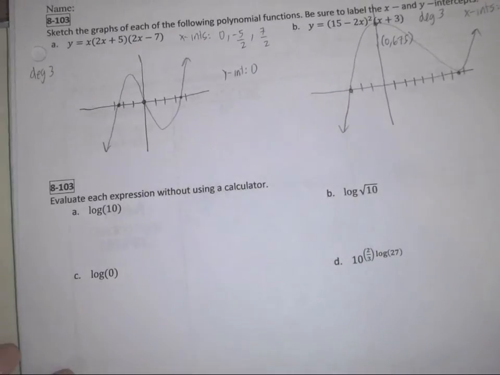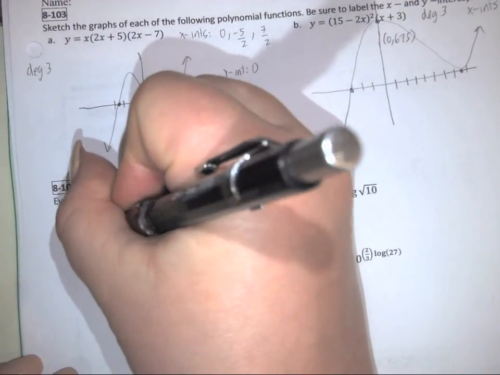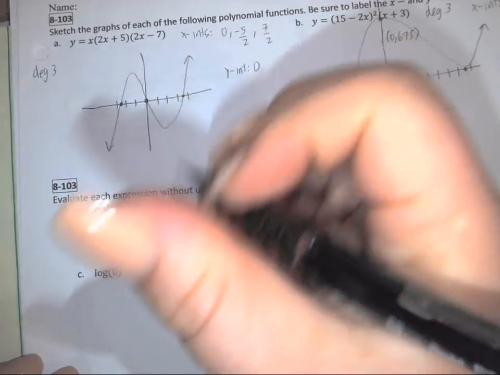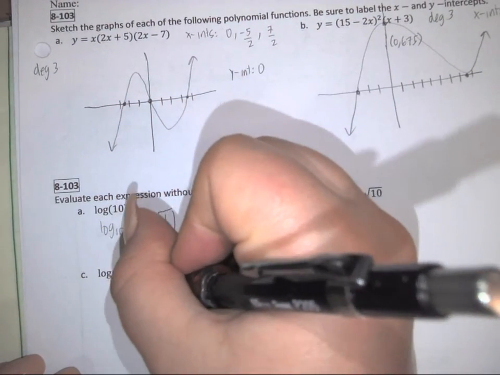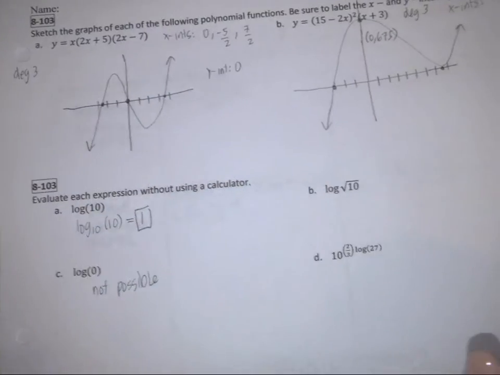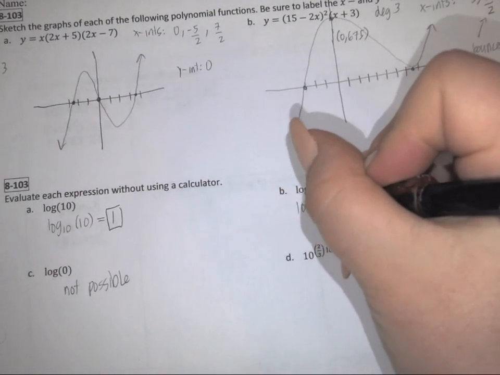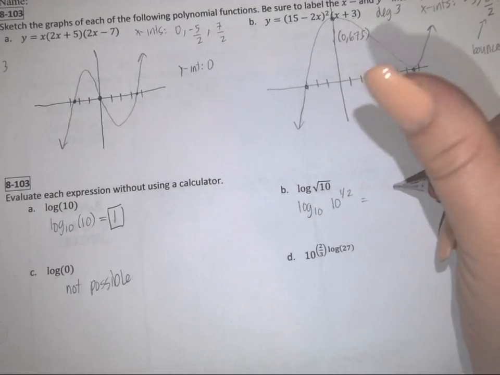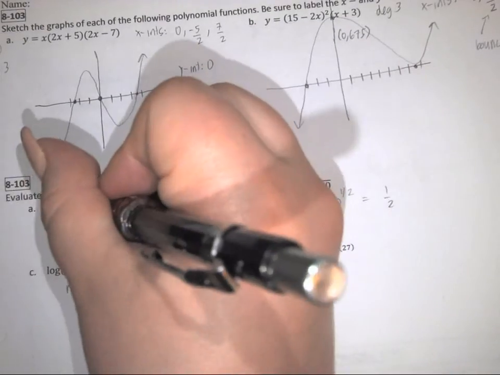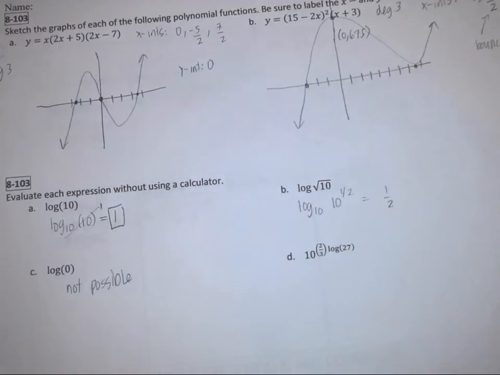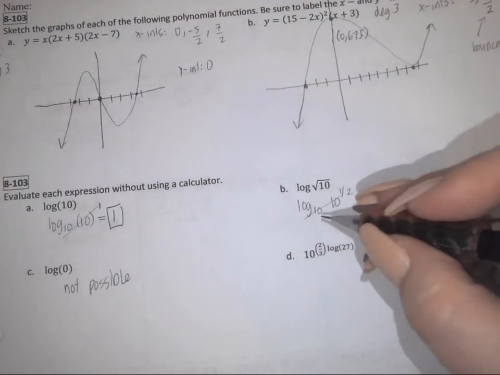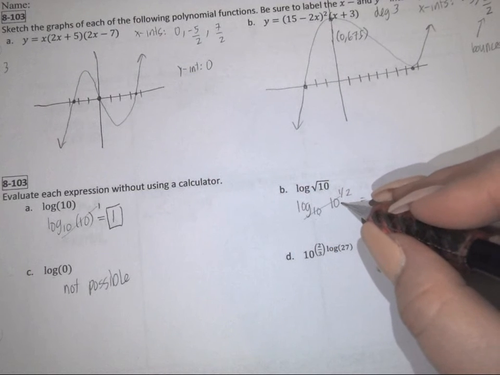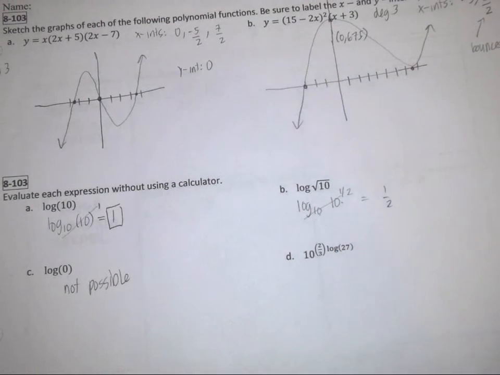Alright, log base 10. This is really log base 10 of 10, so that's equal to 1. This is not possible. And then this one is log base 10 of 10 to the 1/2, so that's just 1/2. Remember, these cancel, and it's whatever this exponent is. Log of the same base as the base of the exponent, they undo each other. So we'll use that here.